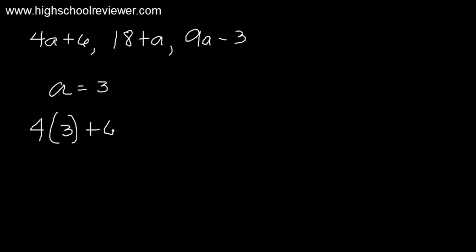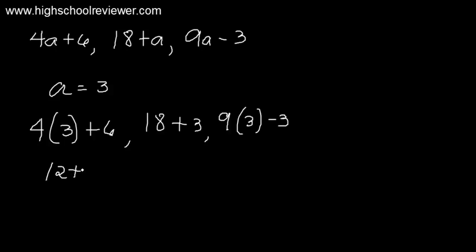Okay, so we have here 9a minus 3. The value for a is positive 3. So let's substitute. 4 multiplied by 3 plus 6, 18 plus 3, and 9 multiplied by 3 minus 3. So this will be 12 plus 6. 18 plus 3 is 21. This will be 27 minus 3. So our final here will be 12 plus 6 is 18.